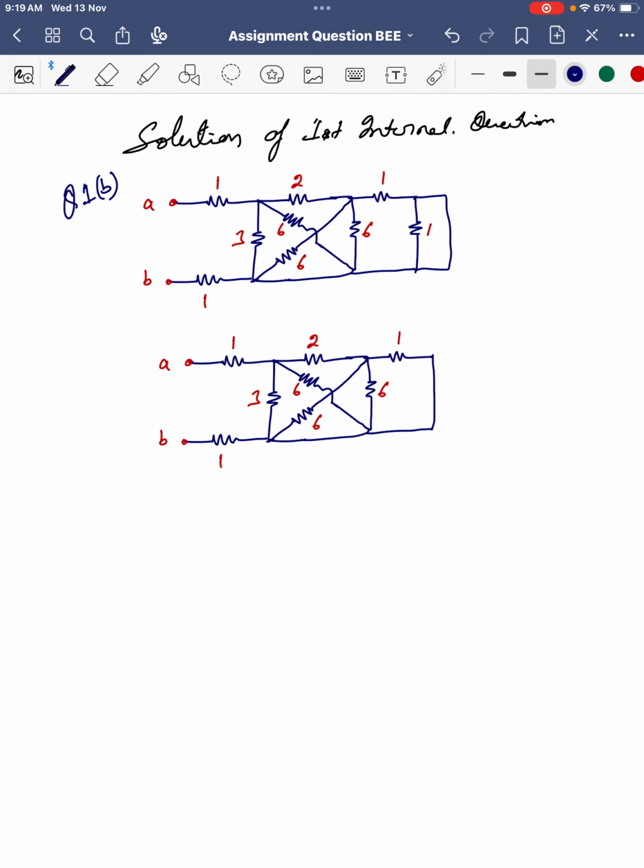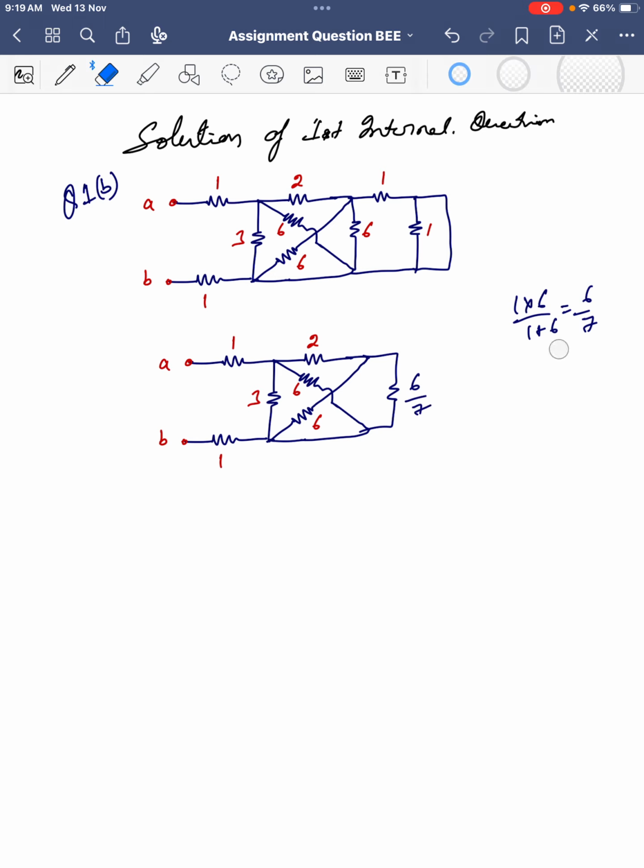Now it is very clear in this second figure that between these two nodes, from the right hand side, there are two resistors, and they are in parallel because they start from here and end over here. So these two resistors are in parallel. Let us replace them with a single resistor. That will be 1 into 6 by 1 plus 6, that is 6 by 7. So this will be 6 by 7.